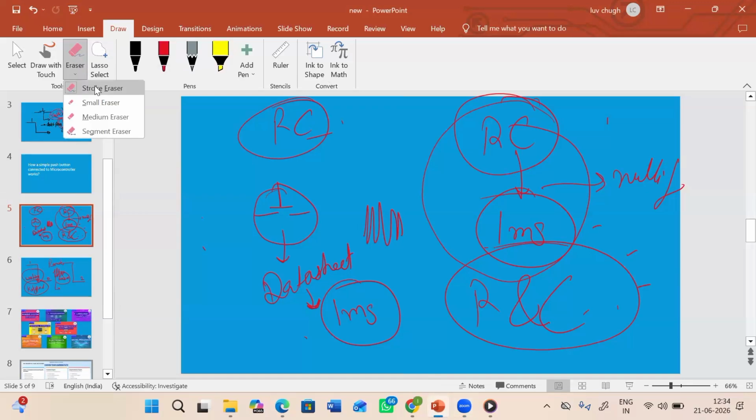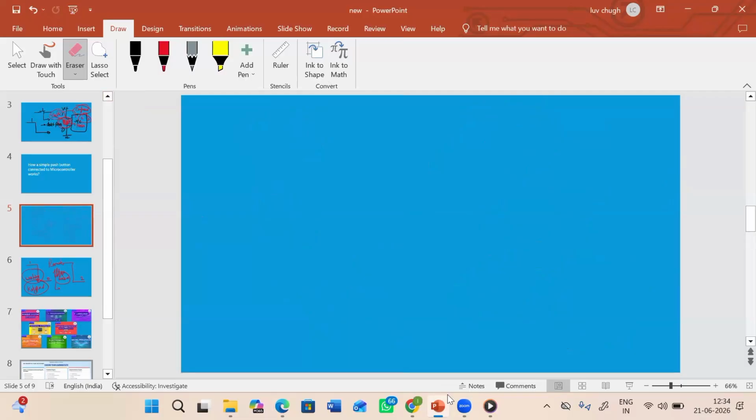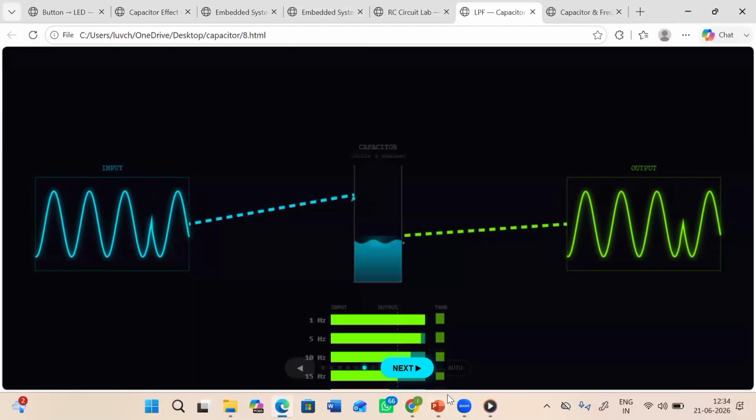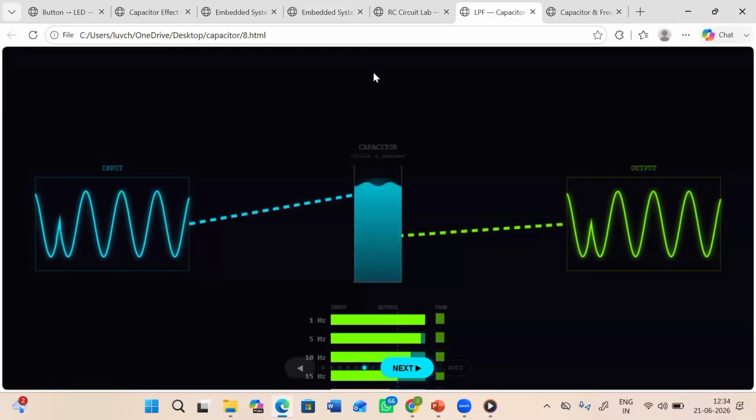So I again ask all of you, are there any questions from your side before I move further? Any questions in capacitor or in RC circuit designing till here? Quickly ask in the chat box. Perfect, perfect. So things are very, very clear.